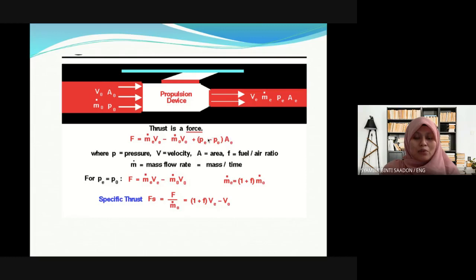Otherwise, we have to multiply (PE AE minus P naught A naught), if the area at the exit and inlet is different. So this term is pressure thrust.